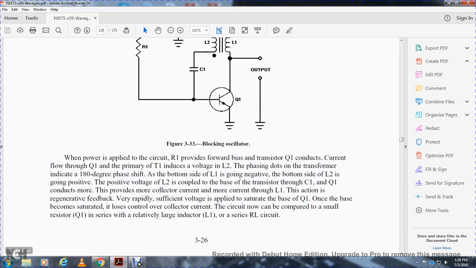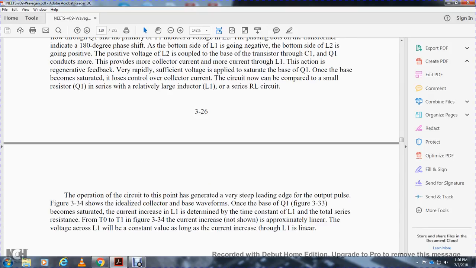Once the base becomes saturated, it loses control over the collector current. The circuit can now be compared to a small resistor, the transistor, in series with a relatively large inductor, or an RL circuit. The operation of the circuit generates a pulse with a very steep leading edge for the output. Figure 3-34 shows the idealized collector and base waveforms.